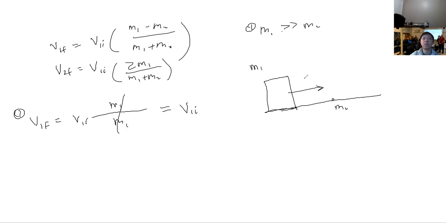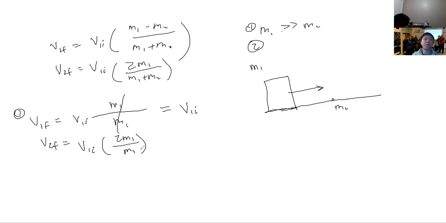There's a large block and then a teensy block. So this is M2 and this is M1, and M1 goes this direction. Now M1 collides with M2, right? And as Mo said, the small block is just going to completely knock it out of the park. It's reasonable that the speed of M1 is not going to change a lot, right? Okay, so in that case, it makes sense.